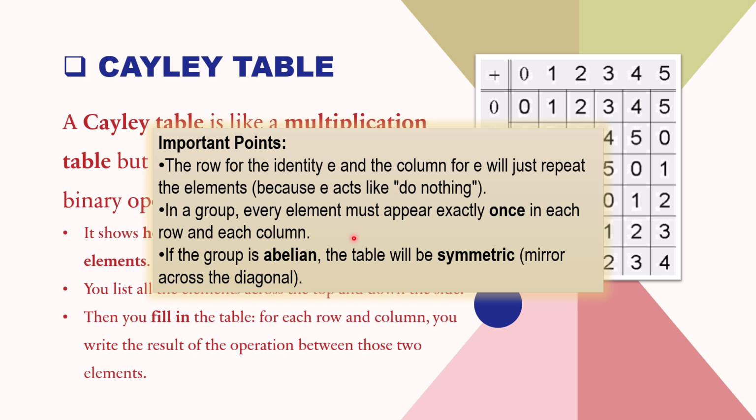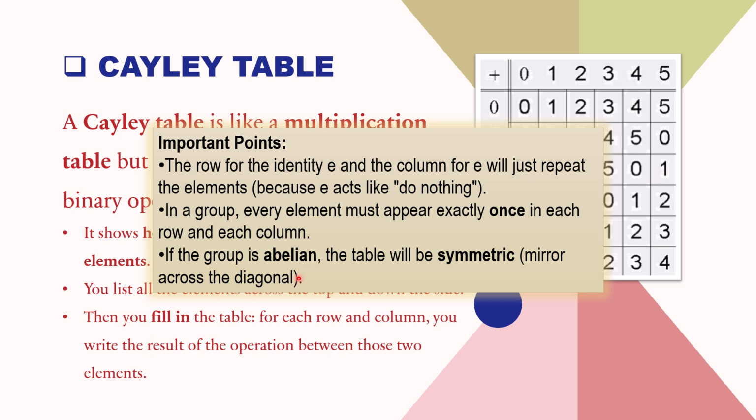So by looking at the Cayley table, what we will be able to understand is that once we see a particular row or a particular column, there is no repetition. So each element appears exactly once. If there is a repetition, it means that the given set is not a group. There has to be no repetition in any particular row or any particular column for it to be a group.